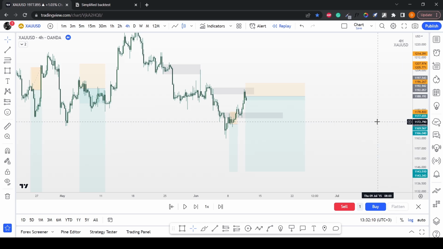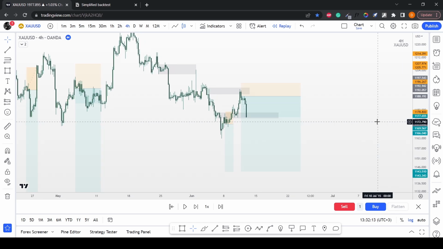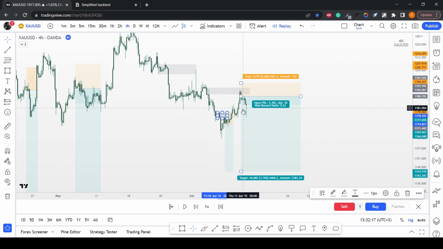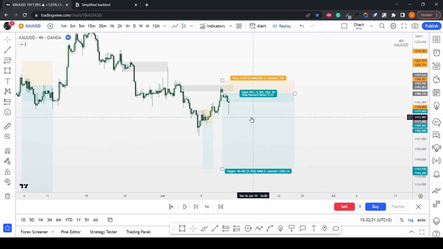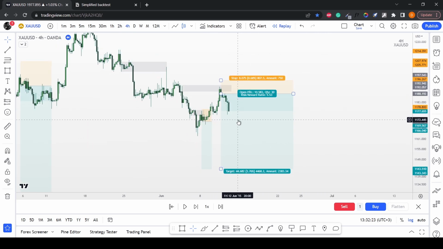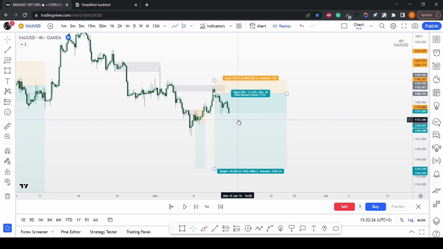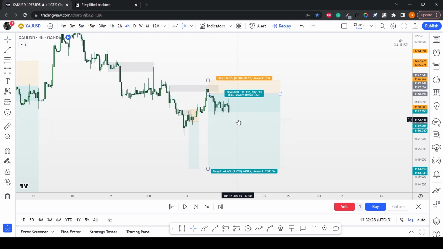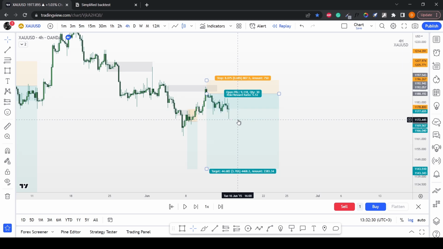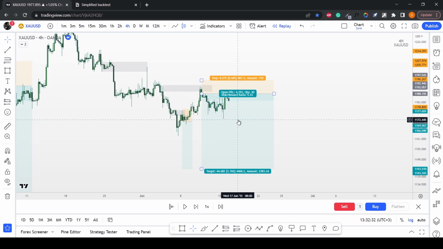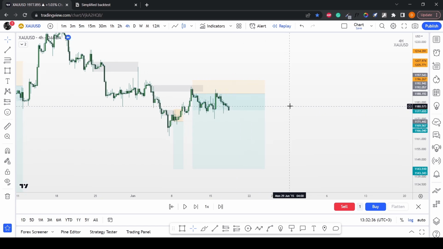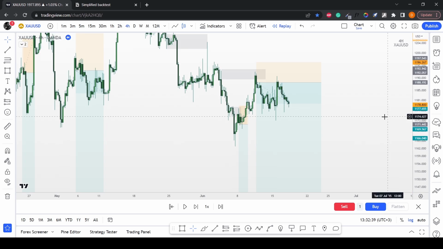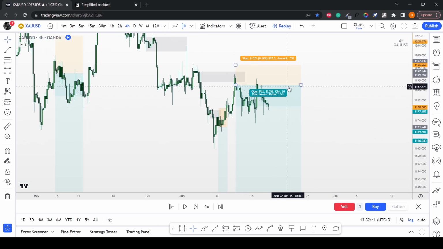So we have a tap. Okay, we have a tap, and at the same time we are mitigating this zone. So I need to break this for my break even. So no, not a break. Yeah, this real range, so that's why I just will move to break even right now.